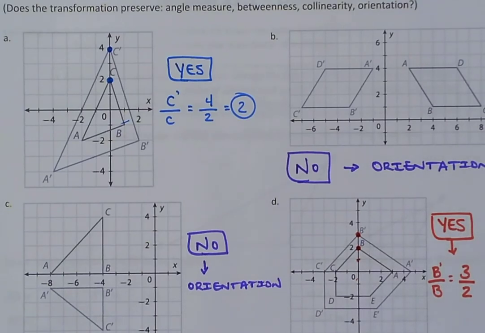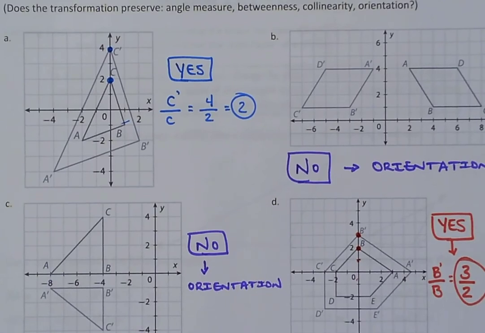We cannot simplify 3 over 2. If we did, it would be 1.5. We're just going to leave this as a fraction, 3/2. And 3/2 is our scale factor. Meaning that they took this original pentagon and multiplied it by 3/2, or increased it by 1.5. So every point on this pentagon was multiplied by 1.5 to give us A prime, B prime, C prime, D prime, E prime.